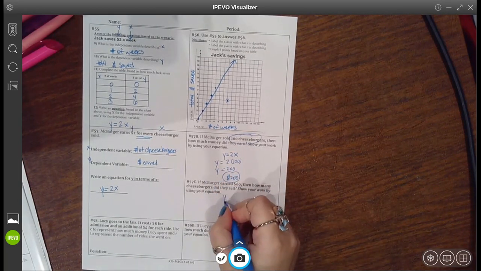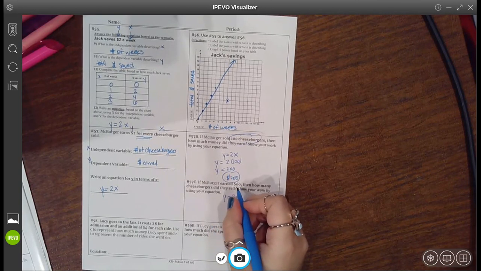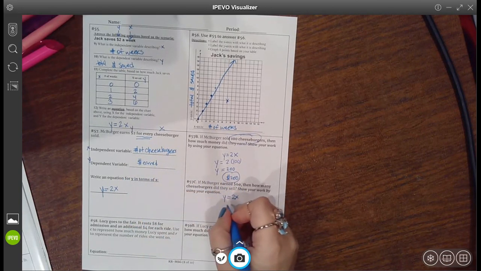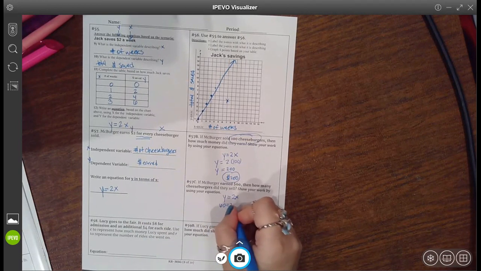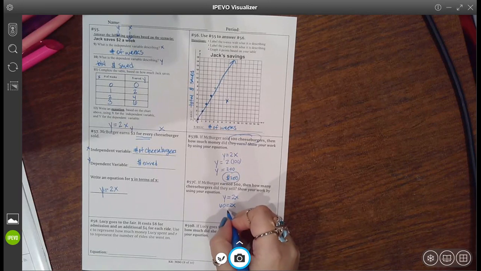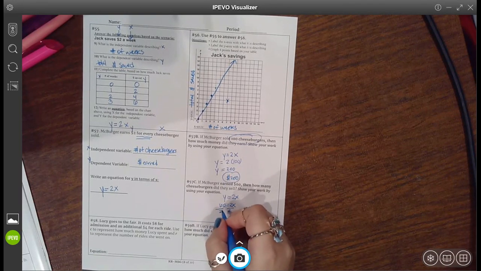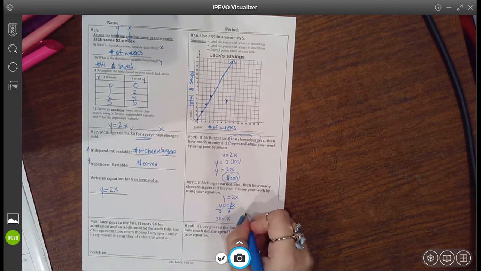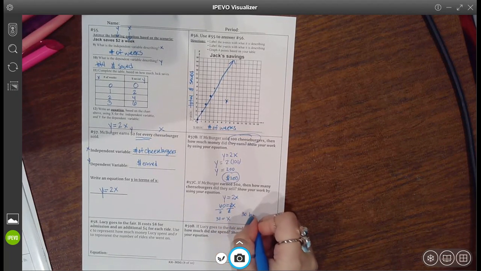Okay, if McBurger earned $60, so the amount earned is the y, so I'm going to plug 60 in for y to solve for x. To get x by itself, divide by 2. 60 divided by 2 is 30. Those cancel. So x is the number of burgers, so 30 burgers.